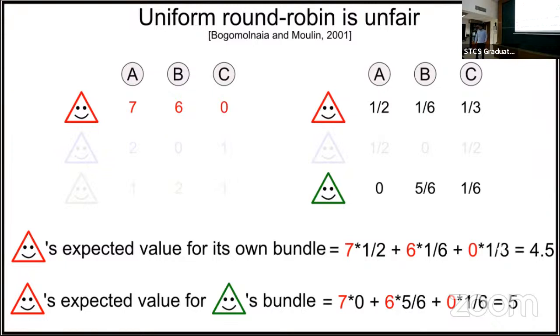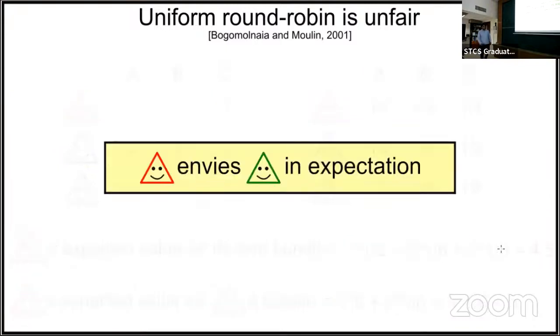And that seems problematic, right? Because that means that red actually is envying green in expectation. So we started with this. Can you go back?